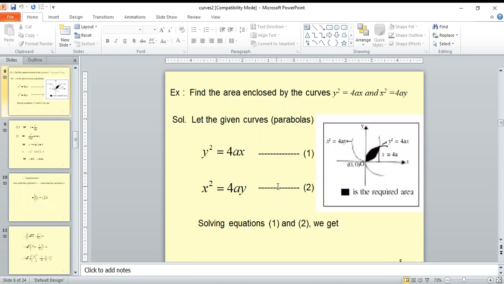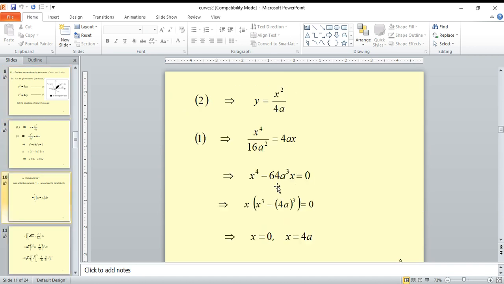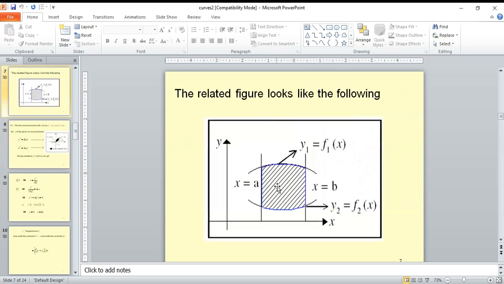See the diagram like this. One of the diagrams is f1 of x and the other is f2 of x. This is clear. The related figure looks like this: x-axis and y-axis.